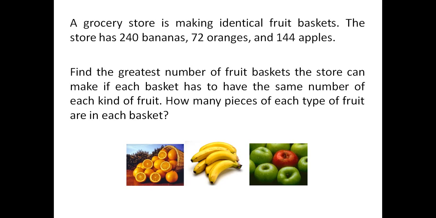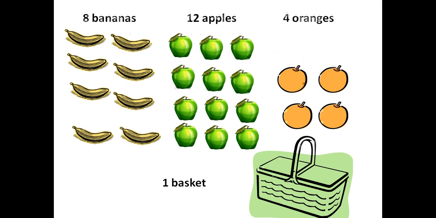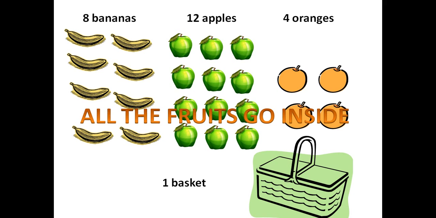Maybe you are a little bit confused, so we are going to explain and understand the problem with a more simple situation. Now, let's suppose that you have 8 bananas, 12 apples, and 4 oranges, which is a more simple number to handle of each kind. We are going to try to distribute our fruits in the baskets in equal amounts. When we have one basket, it means that we are going to put all the fruits inside the basket. So we know that in one basket, we have 8 bananas, 12 apples, and 4 oranges.